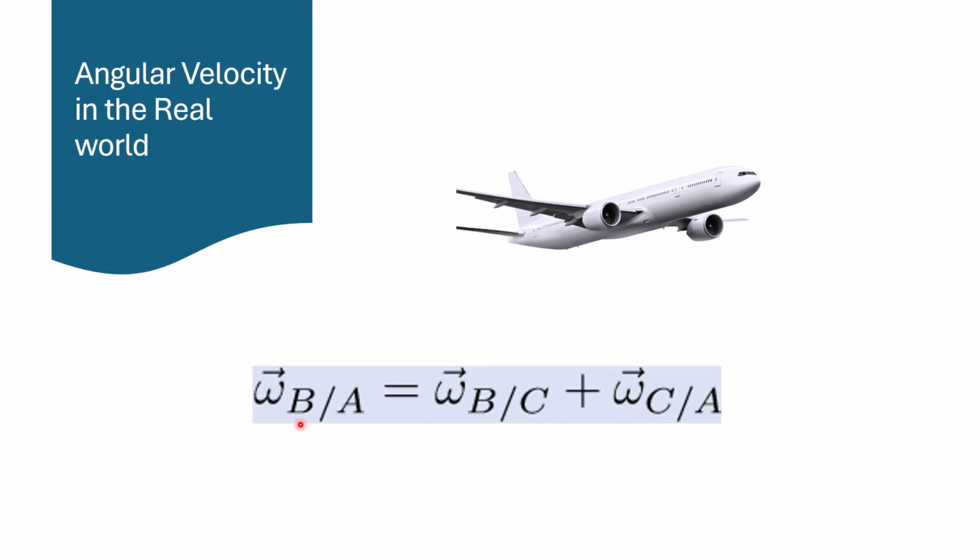The angular velocity of this body B, the airplane, with respect to some inertial reference frame A is equal to the angular velocity of said body in C, and then the angular velocity of that reference frame C in the inertial reference frame A. So we have two example problems we'll do that will show how this is useful.